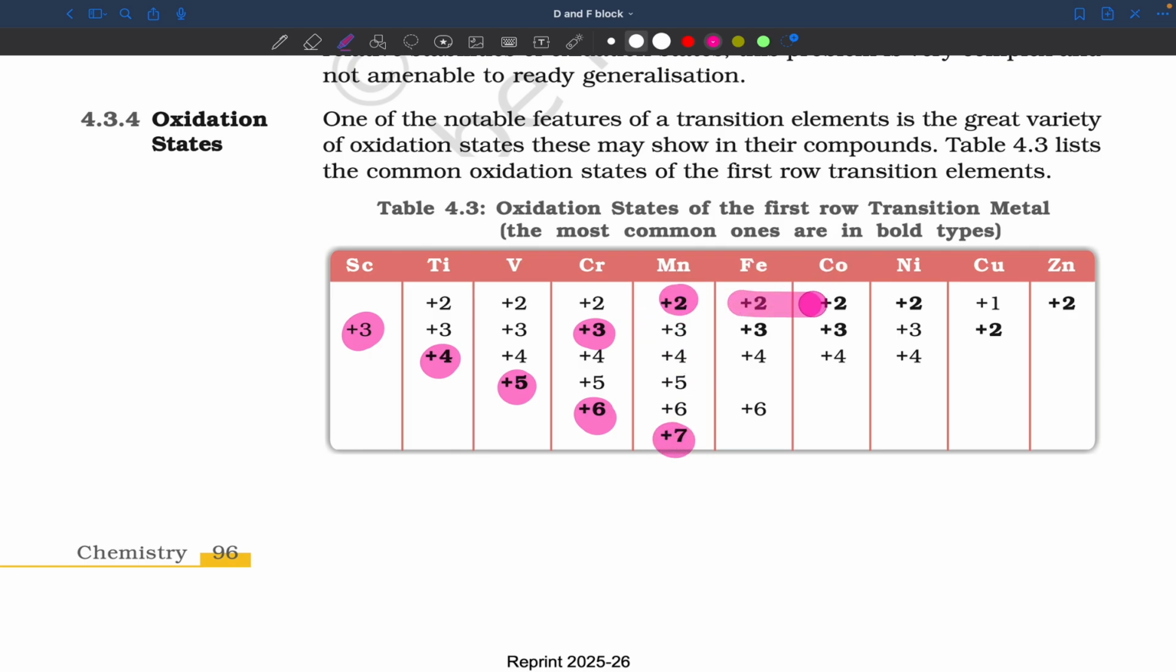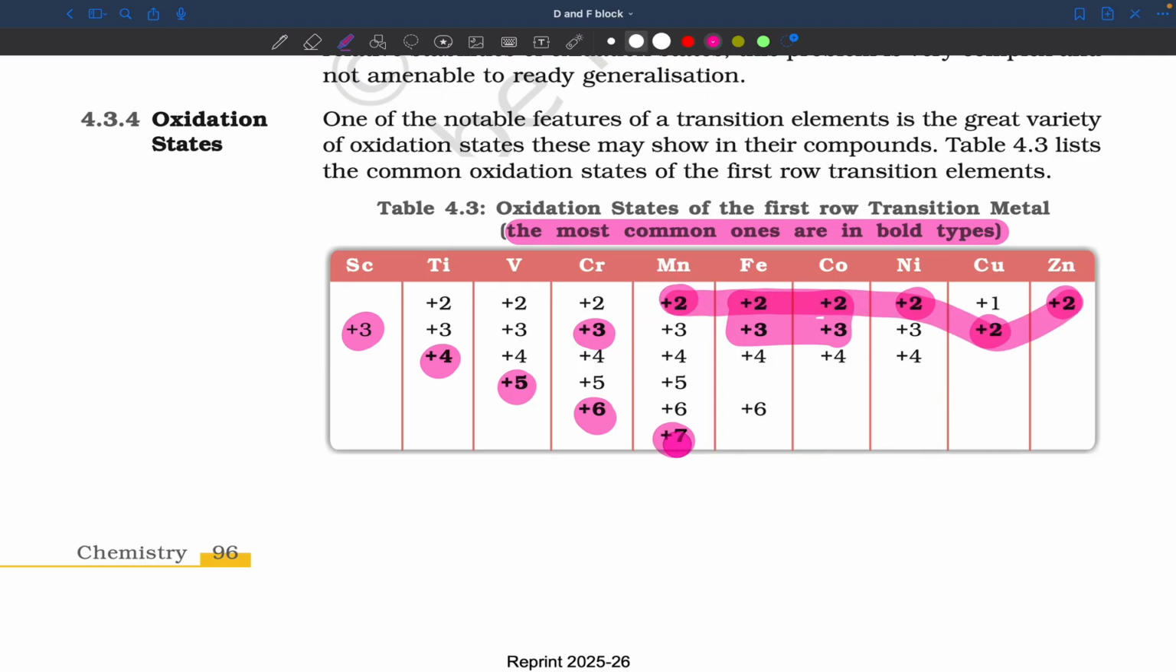For iron and cobalt, +2 and +3 are stable, which are denoted in bold letters. You can see the most common ones are in bold type. So nickel +2 is stable, copper +2 is stable, zinc +2 is stable. So after manganese, I can say +2 is stable, right?